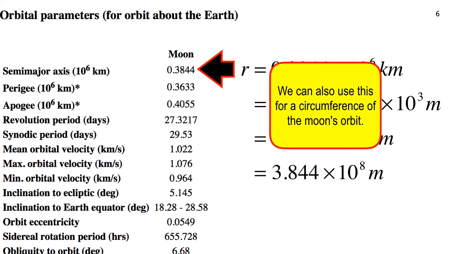And the moon's orbit is not a perfect circle, but it's pretty close to a perfect circle.